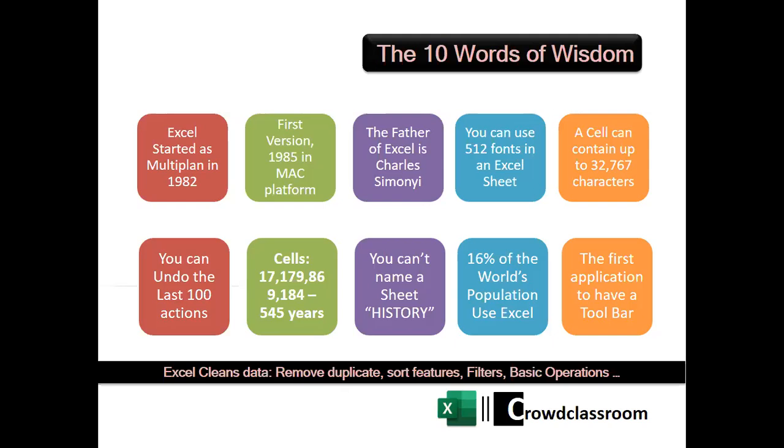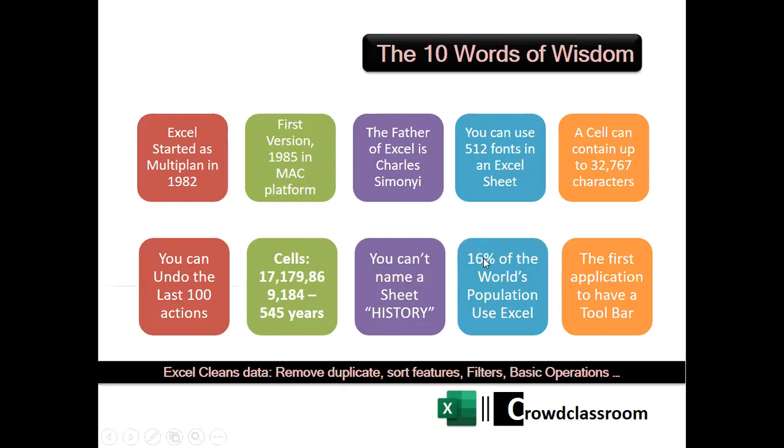Then the next one says that you cannot name a sheet in Excel with the name history. Yes, this is a very, very reserved name. I wonder why Microsoft reserved that name. But you can actually try that on your Excel spreadsheet. Try to name a particular sheet history. It's going to tell you that it's a reserved name.